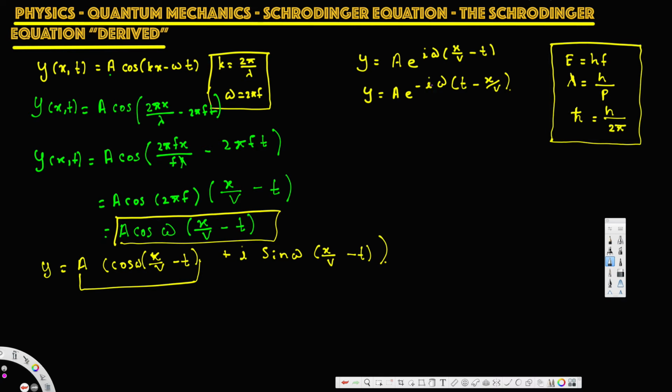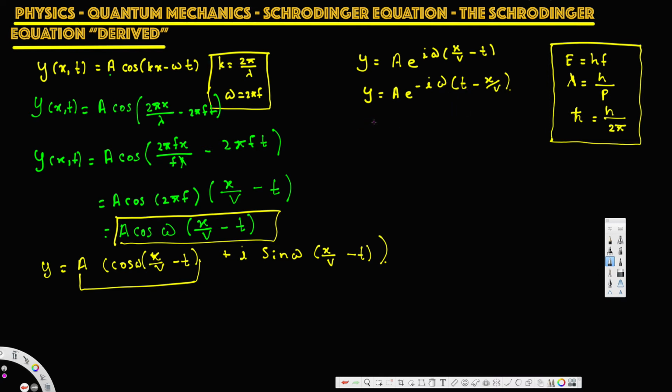Now in order to derive this, we need these three equations. E is equal to hf, h is the Planck's constant, f is the frequency; lambda is equal to h over p, h is the Planck's constant, p is the momentum; and also h bar is given by h over 2π. These are the three equations we have to know in order to derive the Schrodinger equation. Now omega, we can replace with 2πf.